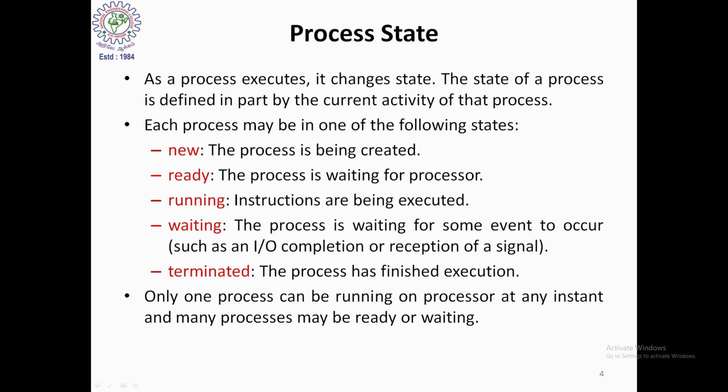Usually any process, whatever may be the number, each and every process will be in any one of these five states. That is, either it will be in the new state, or the ready state, or the running state, or the waiting state, or the terminated state. So what is called the new state? Whenever we create a process, at that time the process is said to be in the new state. That is, when a program starts its execution, it becomes a process, right? So whenever a process is being created, we say that the process is in the new state.